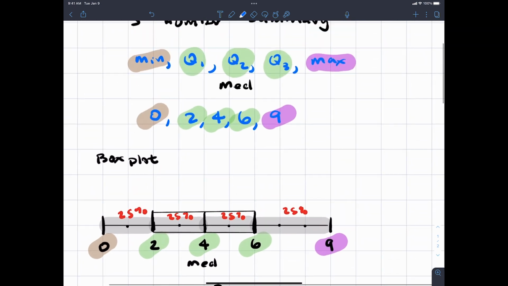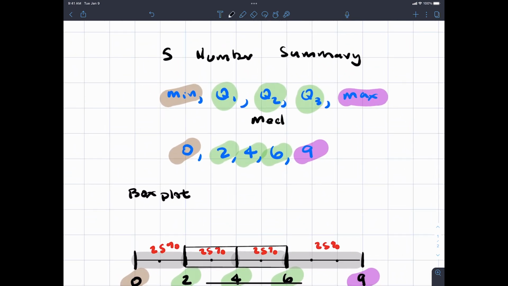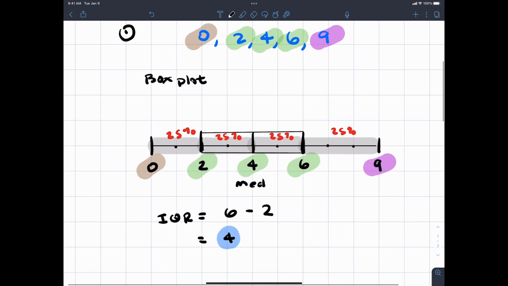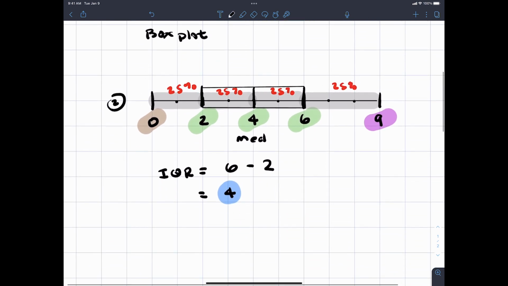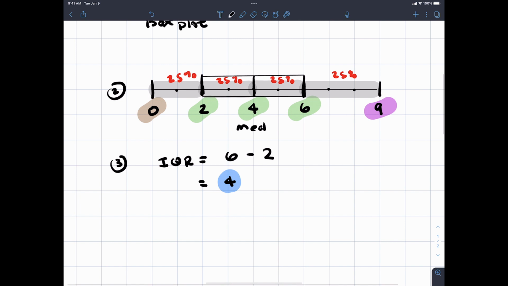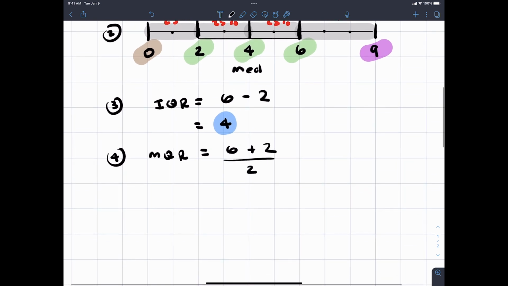So, ladies and gentlemen, we have the answer to that question. It's number 3. So, if we had to number it, here's number 1 in that worksheet. Here's number 2 in the worksheet. And then finally, we have number 3. What's question number 4, ladies and gentlemen? MQR, what was that? Yeah, mid-quartile range. Now we add the numbers and divide by 2. And so we get 6 plus 2 is 8, divided by 2, that's also what? 4. Okay.